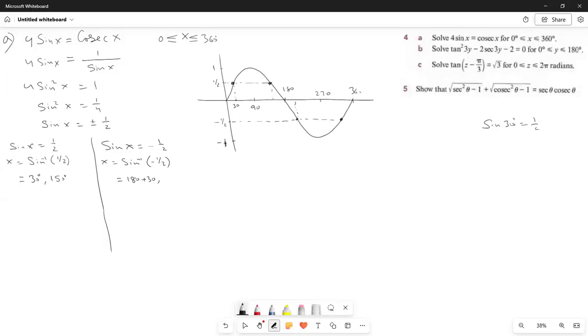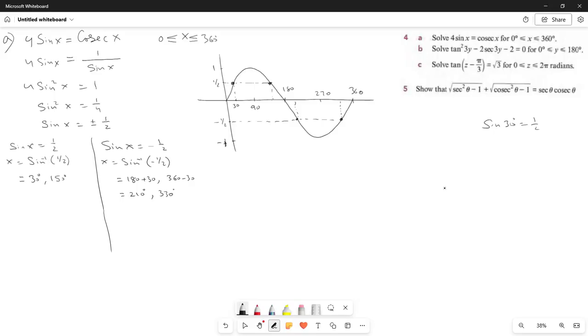For this value of angle, again, the answer is minus 1 half. So this is 30 degree before 360. So this is 360 minus 30. So the answer for this one is going to be 210. And for this one, it is going to be 330.